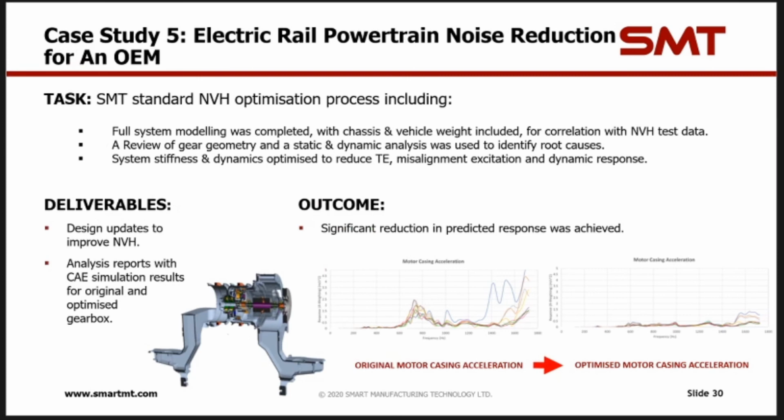This is an NVH optimization in an electric train. This is an example where misalignment excitation or shuttling forces were very important, so much so that this prevented us from using helical gears. Although we were able to reduce TE, the increase in misalignment excitation, particularly with the sensitivity to the misalignment excitation, meant that the overall response was worse with helical gears.